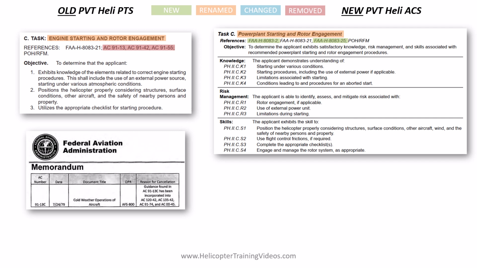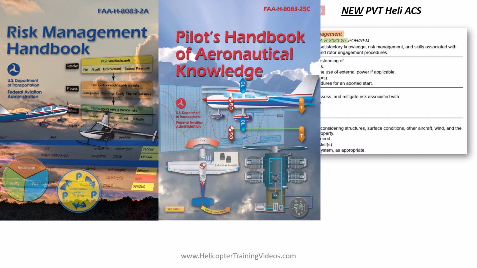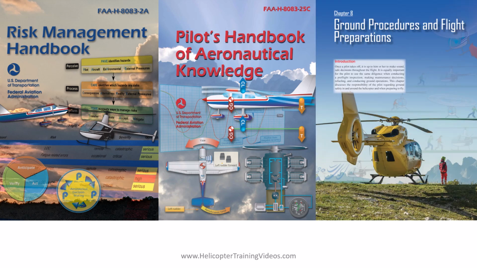Also removed AC 91-42, which was the hazards of propellers and helicopter blades. That's been cancelled. That content's really in the Helicopter Flying Handbook Chapter 8. And also removed AC 91-55, which was electrical system failures following hard engine starts. I'm not sure why they took that out. It hasn't been cancelled, and I don't see that content anywhere else. And then we added the usual Risk Management Handbook 8083-2 and the PHAK 8083-25. Check out, again, Helicopter Flying Handbook Chapter 8 for some more content that's relevant here.